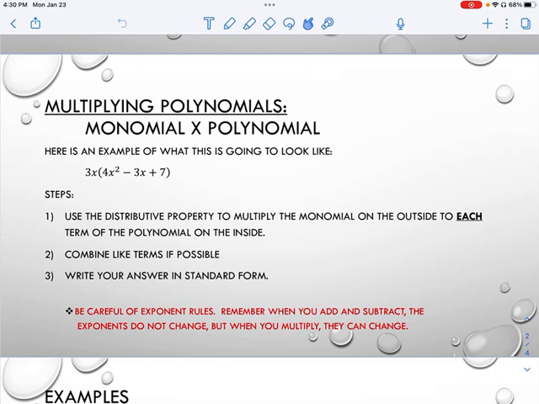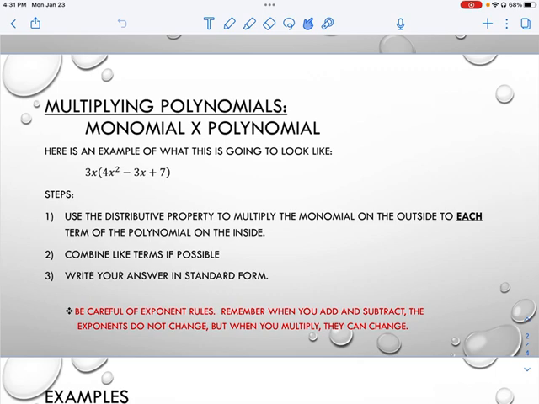So basically this is the distributive property. We're going to multiply, like in this example, the 3x, or the monomial, to each term of the polynomial. And then, if possible, combine the like terms and make sure we write our answers in standard form. Now, the biggest key here is that we have to be careful of exponent rules. Exponent rules come back into play when we multiply.